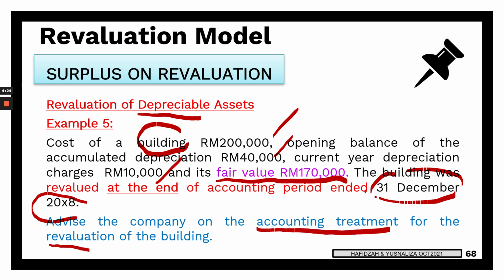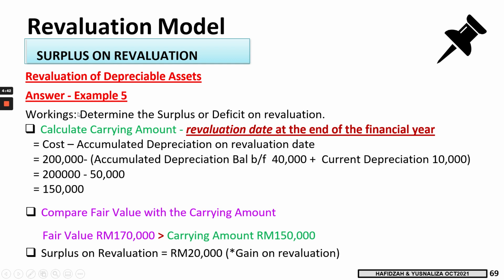Advice on an accounting treatment is normally by way of writing a sentence explaining the accounting treatment. But before we can write that sentence, we are going to first do some workings. So let's look at the first one here. The first one is that you need to determine first whether there is a surplus or a deficit. So we are trying to find a surplus.